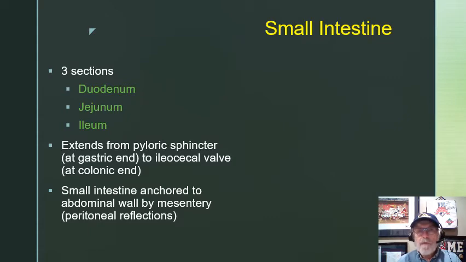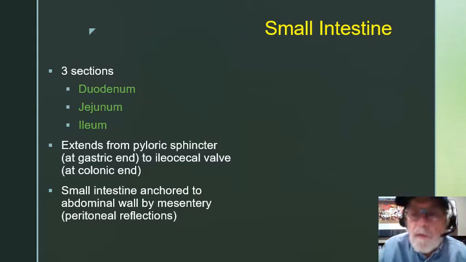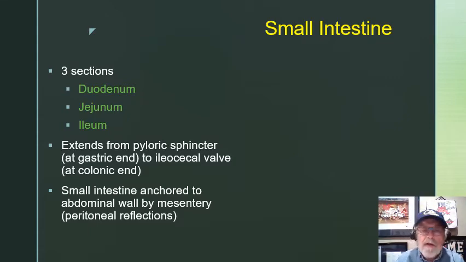So the small intestine extends all the way from the pyloric sphincter, which is easy to see, to the ileocecal valve where it dumps into the colon. It's anchored to the posterior abdominal wall, like I mentioned in the last video, by what's called the mesentery. The mesentery is where the peritoneum on the back side of the abdominal wall folds back on itself as a double layer and allows the blood vessels to come up to supply all the organs.